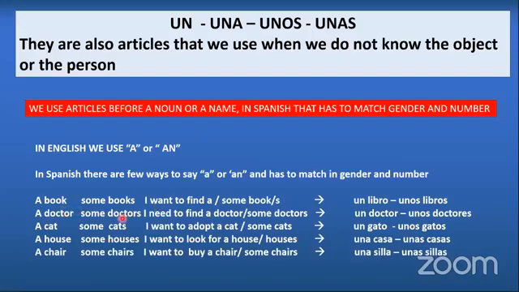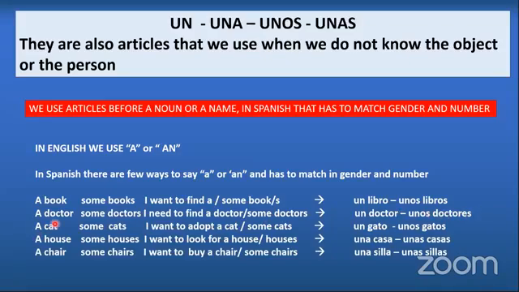A doctor, some doctors. I need to find a doctor, or I need to find some doctors. I need to find un doctor. I need to find unos doctores. You see the plural here? Doctor, the way that we make a plural is adding es. If you have not seen already how to make plural in Spanish, that lecture is going to explain why that is, and you are going to understand this.